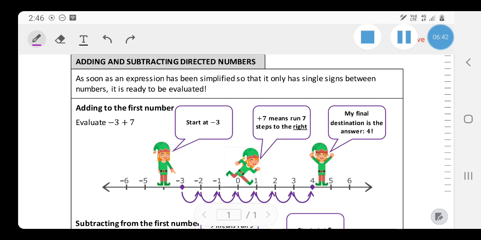So Marvin is pointing at -3. The first number is our starting point. All right, I'm going to change color for a moment. So that's why there is a dot at -3.